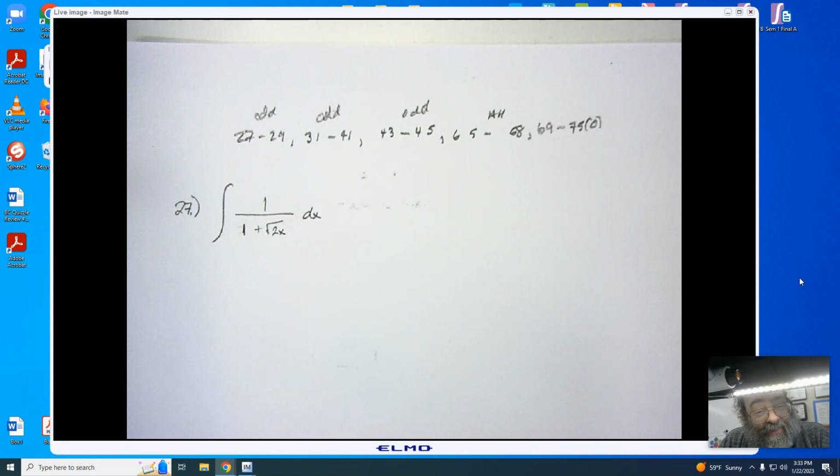254 to 355. We're going to be starting with number 27 and moving through 45, odds only, so please be aware of that. We're going to start with number 27, which is asking us to find the indefinite integral by use of substitution.